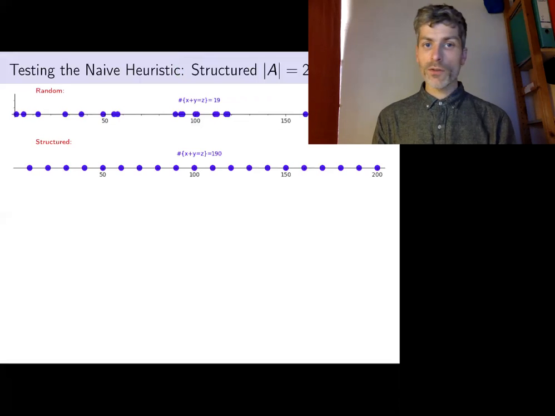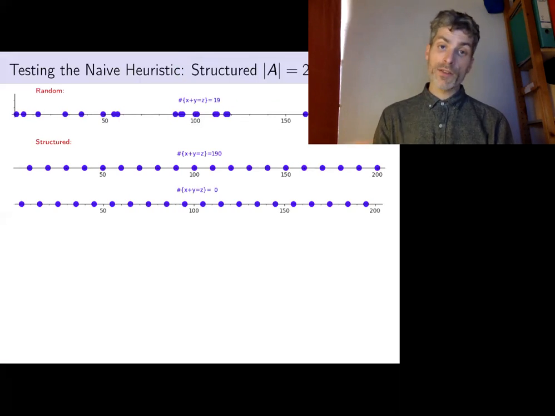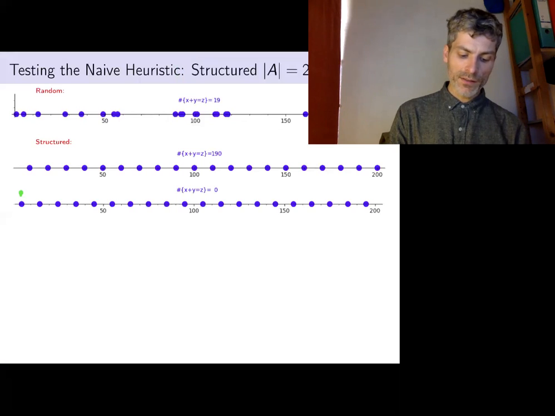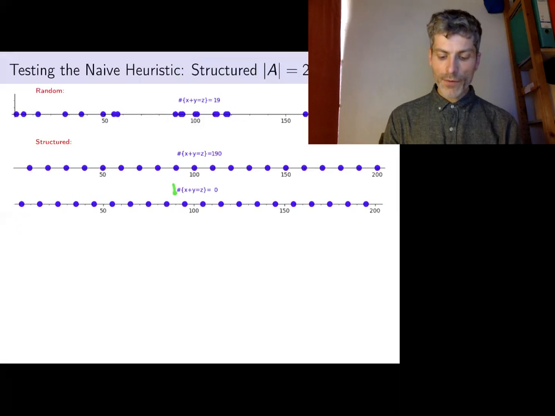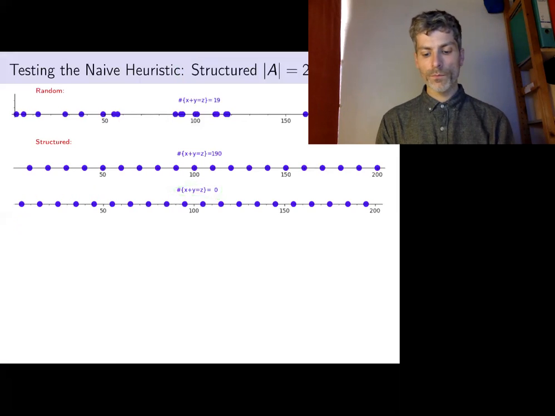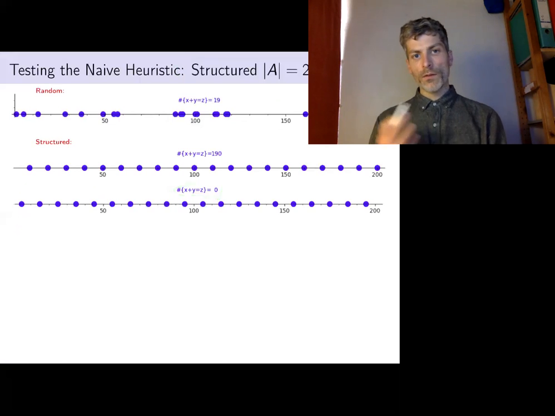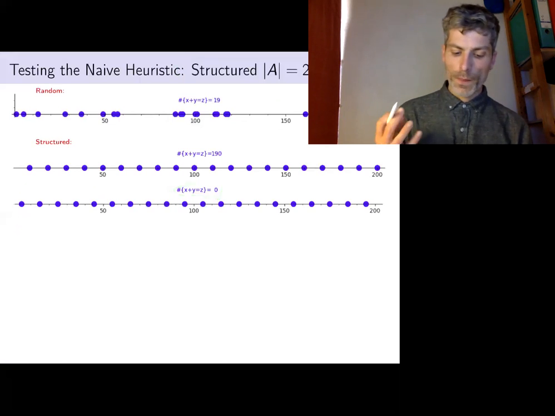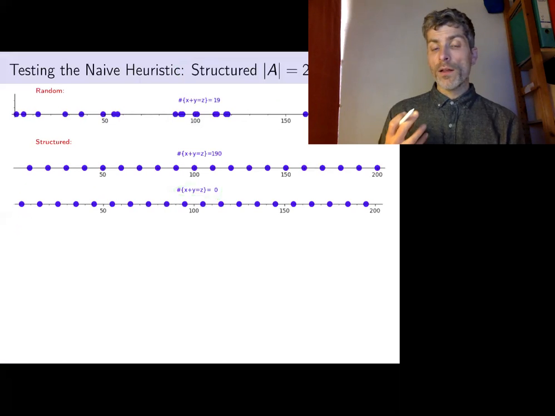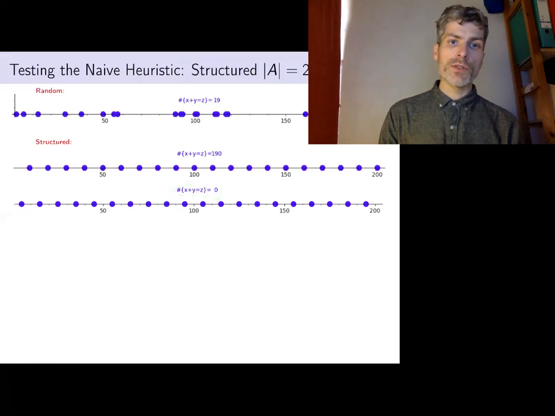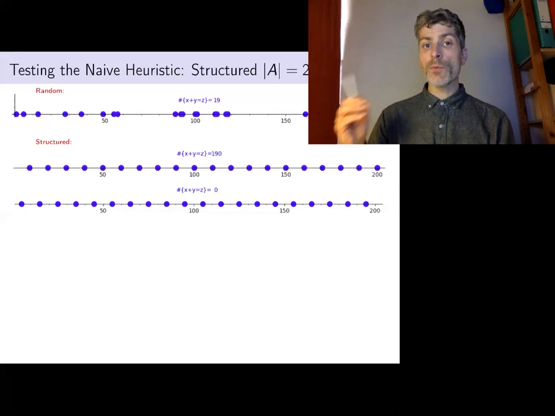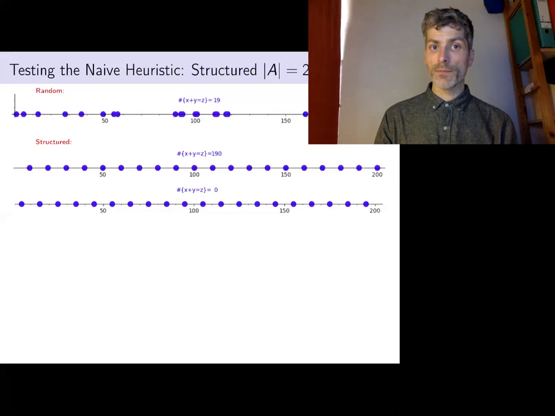So maybe structured sets always give you way more solutions than random sets. Maybe random sets are the worst example. Well, that's not the case. Here's a very similar looking structured set. Again, common difference 10, this time starting at 5. Now we've got 0 solutions. So the point I'm trying to make is that these structured sets might have loads of solutions, they might have few solutions, but whatever they have, the number of solutions is way off the naive heuristic, an order of magnitude different from the naive heuristic.